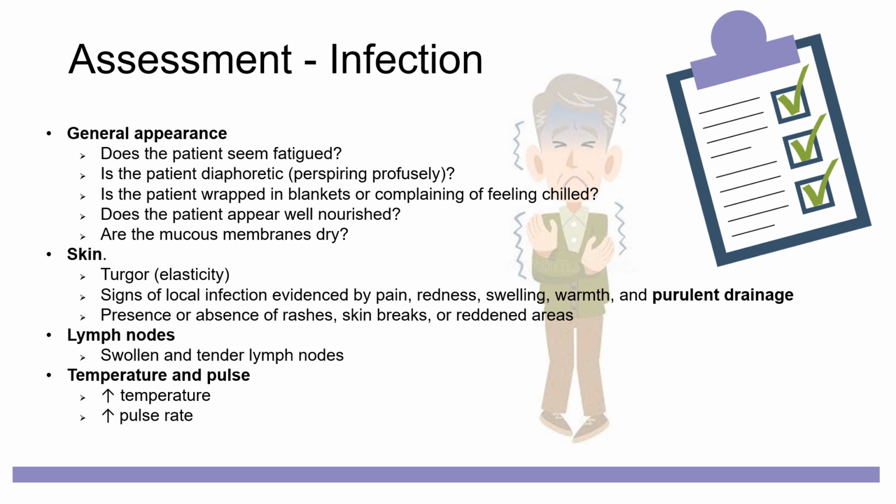If the patient has a localized infection, then the skin, of course, is going to be painful. It's going to be red, with edema and warmth. It may have some purulent drainage. Purulent drainage is that yellow, ooey gooey, white, brown, green, yellow, thick, mucousy drainage that can smell bad, has an odor. That is infection. Purulent drainage, always infection.